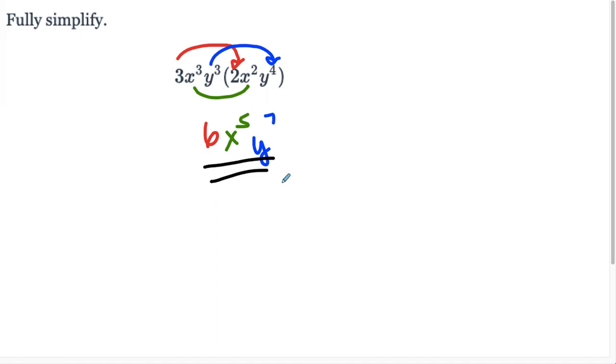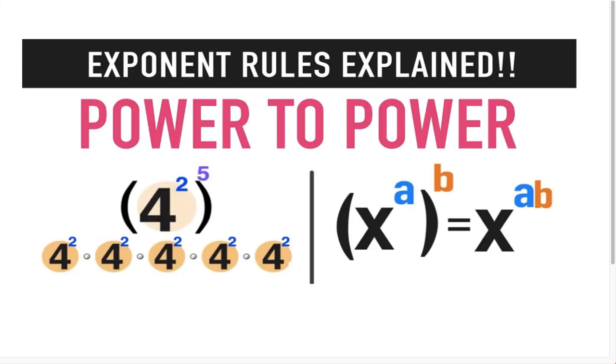All right, and that's it. That's how you multiply exponents. I'm sorry, that's how you multiply same bases: you add the exponents. All right, so let's move on to the next rule. This is power to a power.